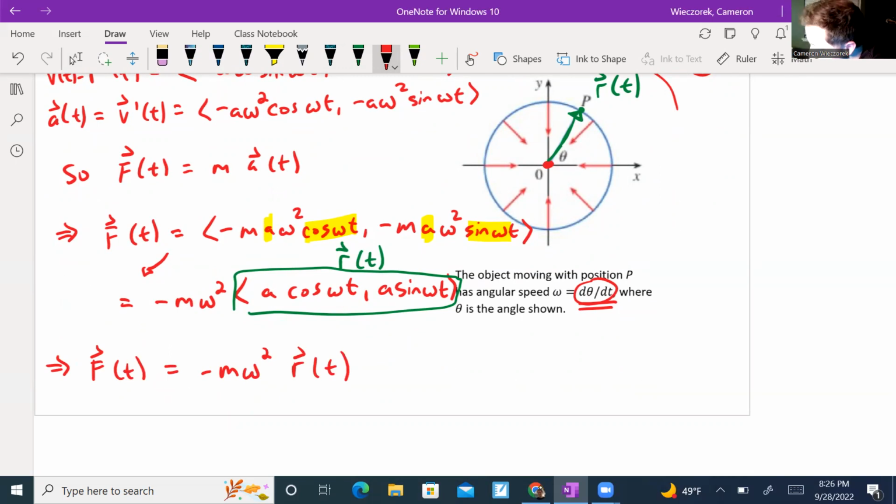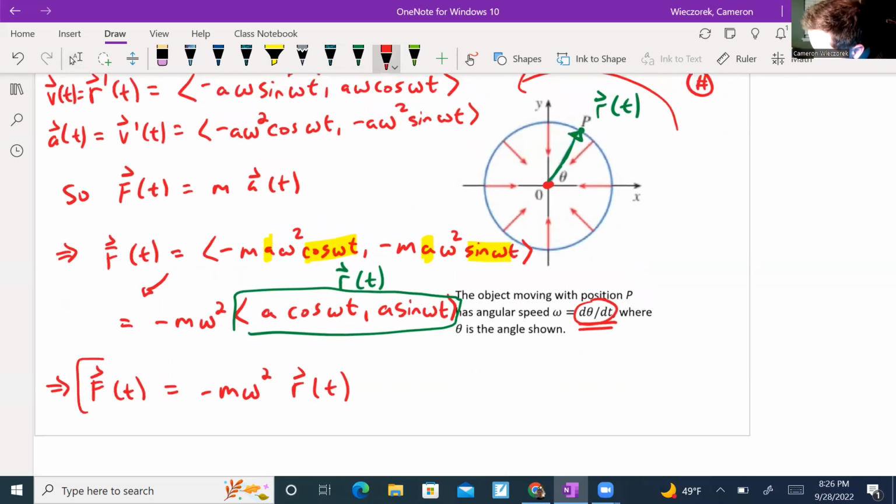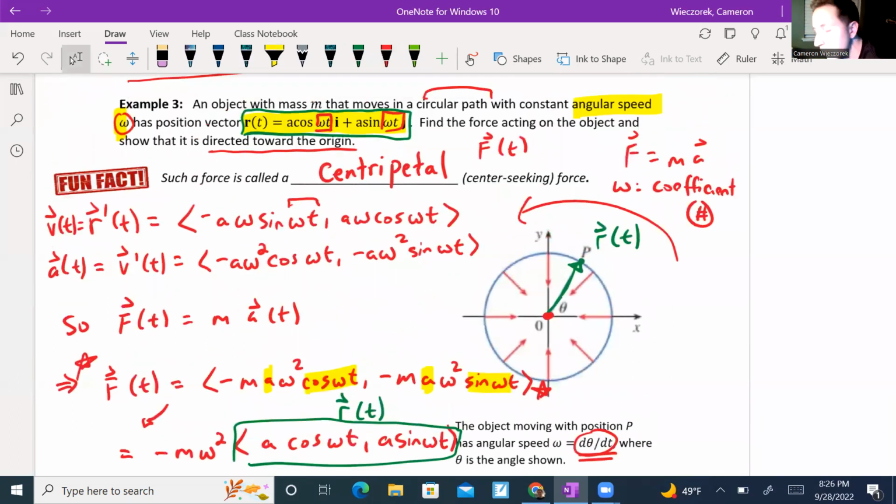So why would that matter? Well, what was the goal? At this point we found the force. Here's our force, great. And you could have honestly given this one right here if you wanted to leave that as part of the answer. That's great. But the harder part of this is how do you show it's directed towards the origin? And that's why I did the algebraic manipulation here.